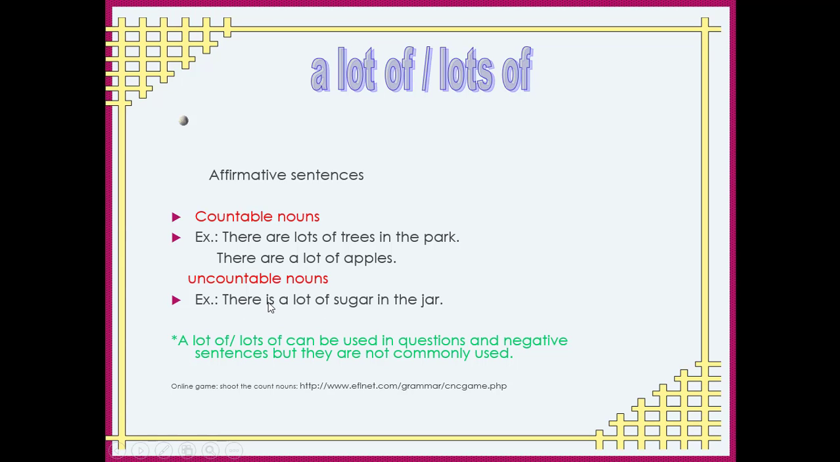Take care of is, not are. There is a lot of sugar. Why is, not are? Because sugar is an uncountable noun, and we treat uncountable nouns as if they're singular. So we use is. Additionally, a lot of and lots of can also be used in questions and negatives, but it's not common. It's rarely used in questions or negatives.